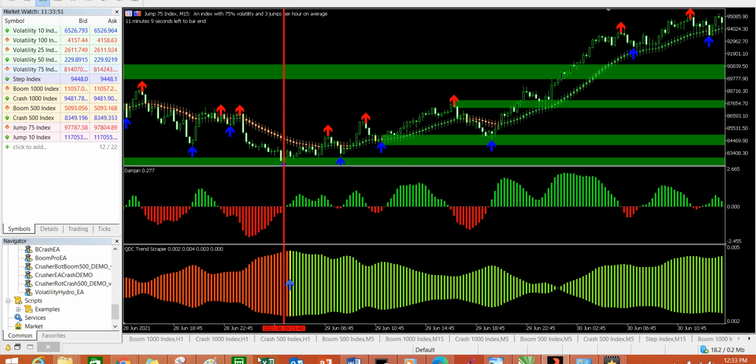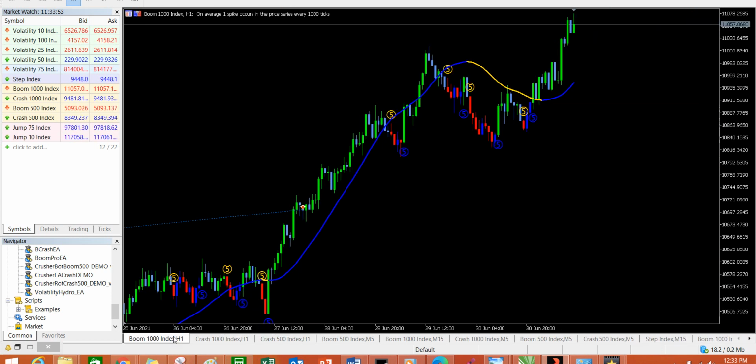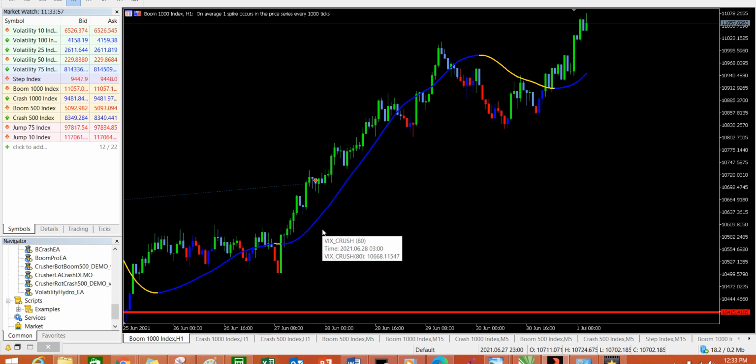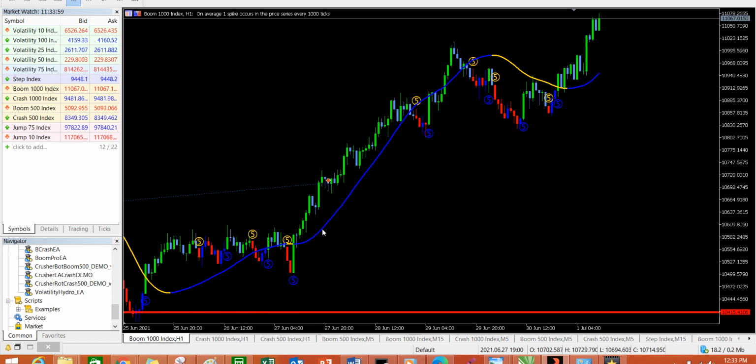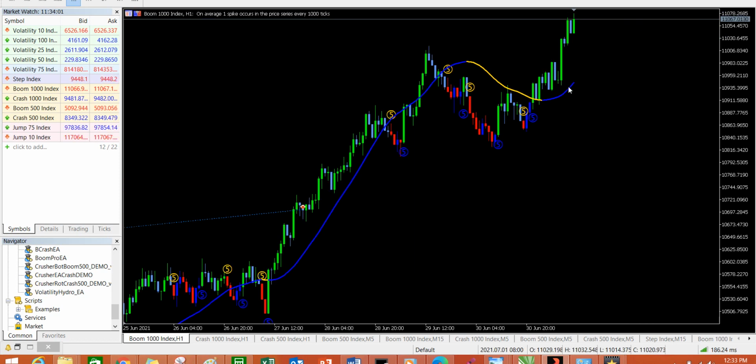I'll be starting with Boom 1000, and I'm using the signal indicator. Boom 1000 has been on a very strong uptrend, and it's still going on an uptrend. This is the 1 hour time frame, so it is still more of an uptrend than a downtrend. Although it is trying to come back, it has not been able to break the support level successfully, so that is why it has not been able to go back on a downtrend. At the moment it is still going on an uptrend.